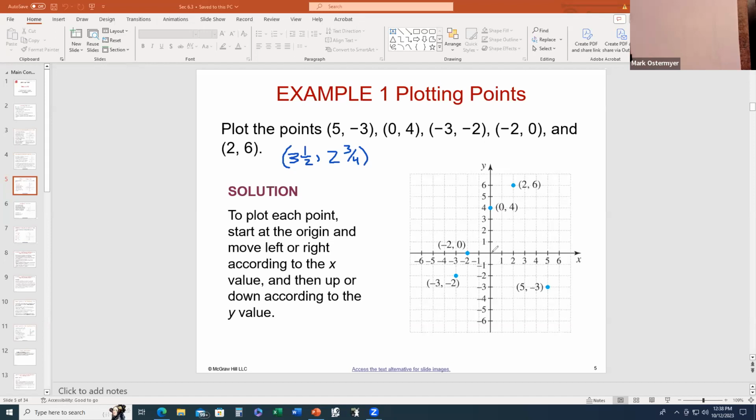So 3.5, we start at the origin, we move 3 and then a half more along the x-axis. And then I've got to move up 2 and then 3/4 more. 3/4 more might be right about here. So that would be the approximate location of that point, 3.5, 2 3/4. So you just have to do the best you can when you have fractional or decimal coordinates.